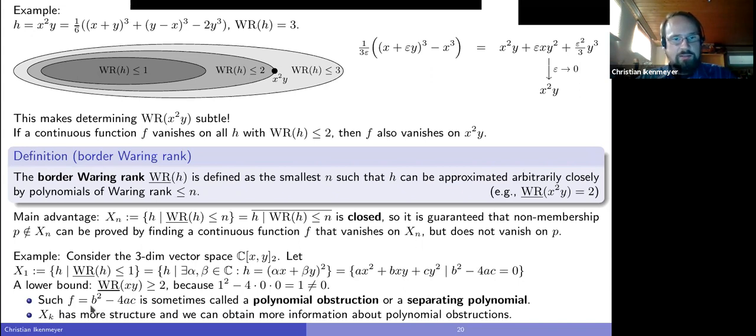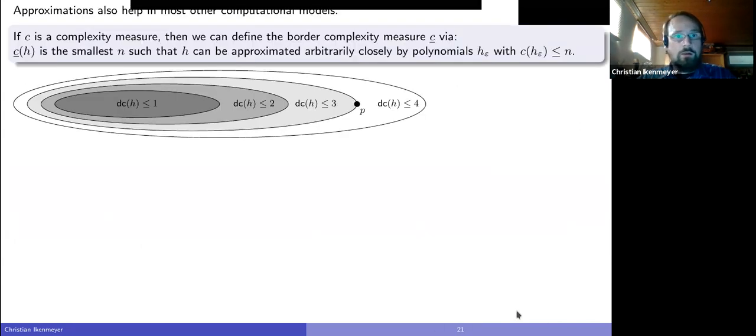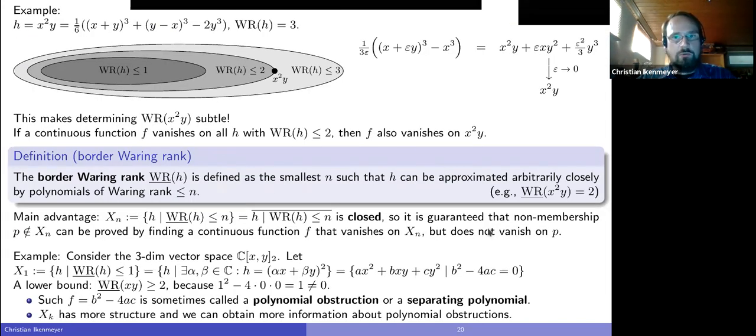And such polynomials here, these polynomials b squared minus 4ac, and I will always use the letter f for them, are called a polynomial obstruction, or also a separating polynomial. And as I said, if we reveal more structure of these sets, then we can obtain more information about polynomial obstructions. And yes, we will do this. But let me say now, this is not just limited to Waring rank.